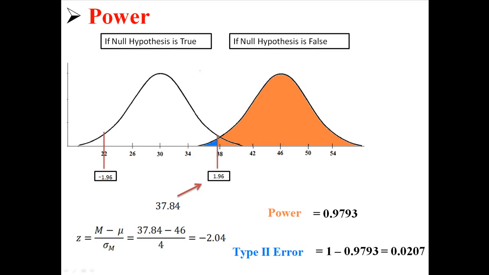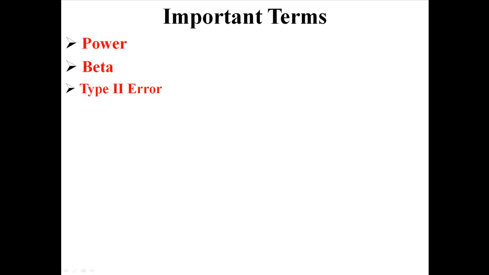So there, our power, our 98%, means there's a 98% chance that we will correctly reject the null hypothesis, meaning we will reject the null hypothesis when we're supposed to reject it. And the type 2 error is the chance that we will not reject the null hypothesis when we actually should be rejecting it. So that is power, and that is the type 2 error, which is also called beta.